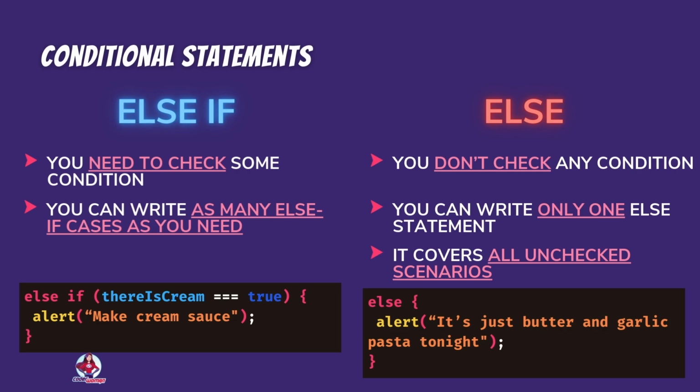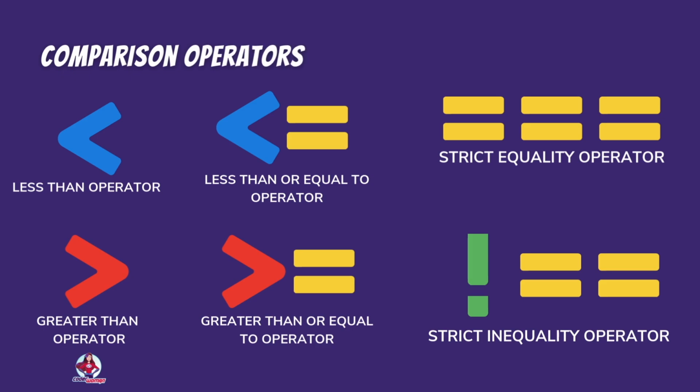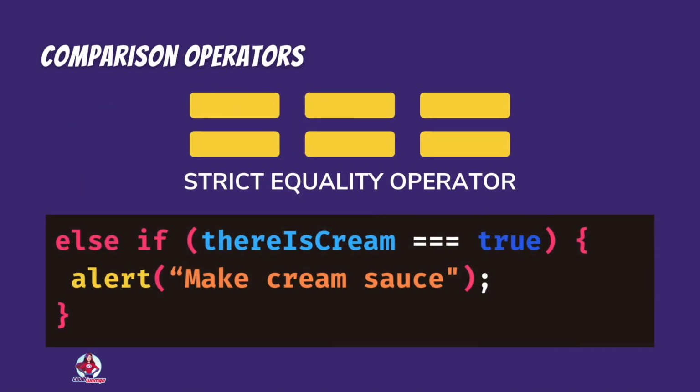But how do you create these conditions? You know about arithmetic and assignment operators. Now it's time to learn about comparison operators, which help us test if something is true. Here are 6 important ones. The first is the strict equality operator, which uses 3 equal signs to check if the left side is exactly the same as the right.